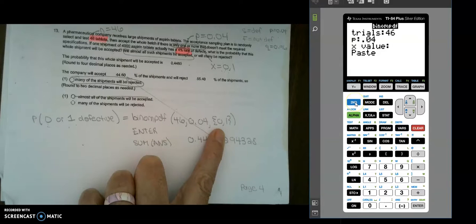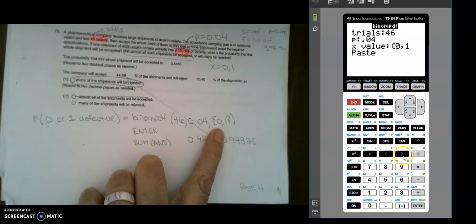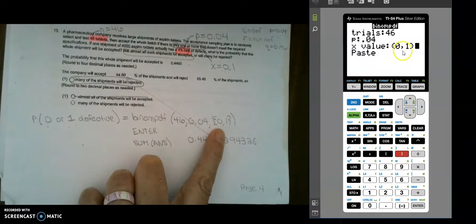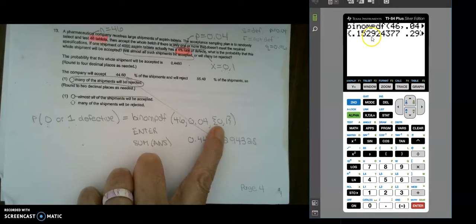So the way you put the brackets in is you hit second, left parenthesis, and then second, right parenthesis. Now, it doesn't matter if you put 0, 1 or 1, 0, as long as they're both in there. Okay, I'm going to go ahead and hit paste. And this is a probability of 0. That's the first number I put in. And this over here is a probability of 1.